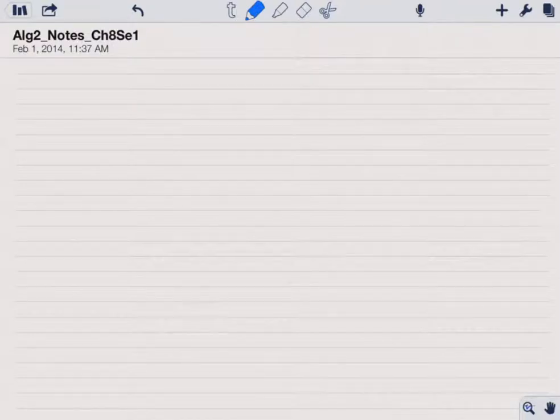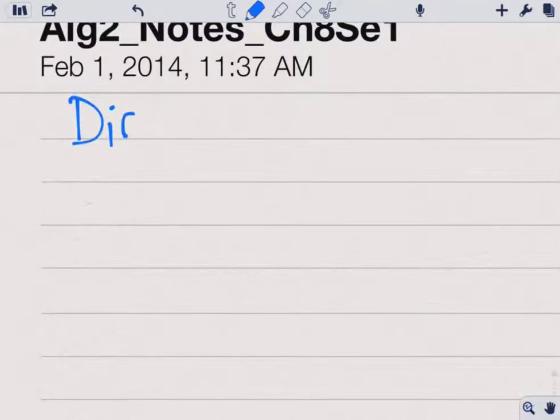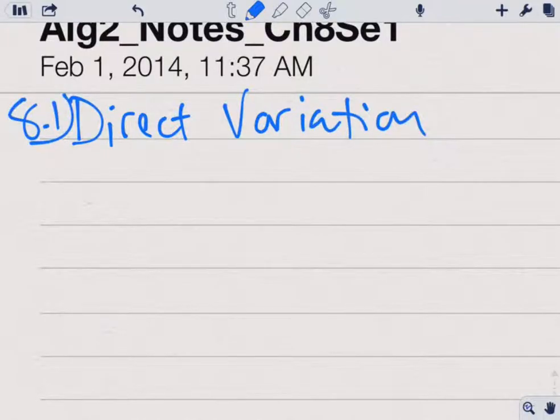Okay, these are your notes for Chapter 8, Section 1. The idea with this is we are doing direct variation. This is 8.1. Direct variation, or proportionality, follows a particular set. Your book uses the expression y is equal to mx, and we call this direct variation.